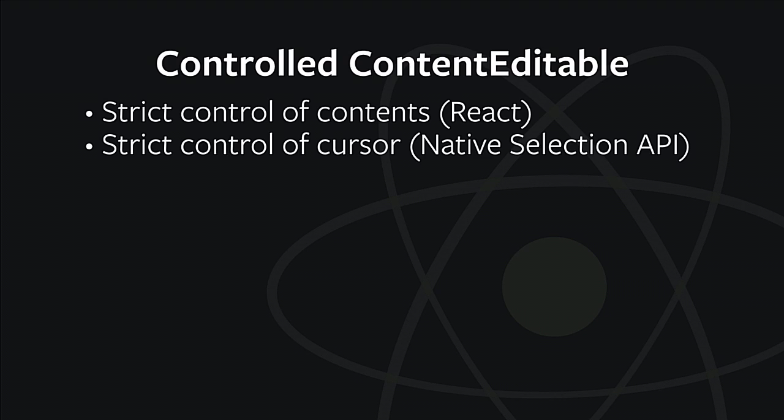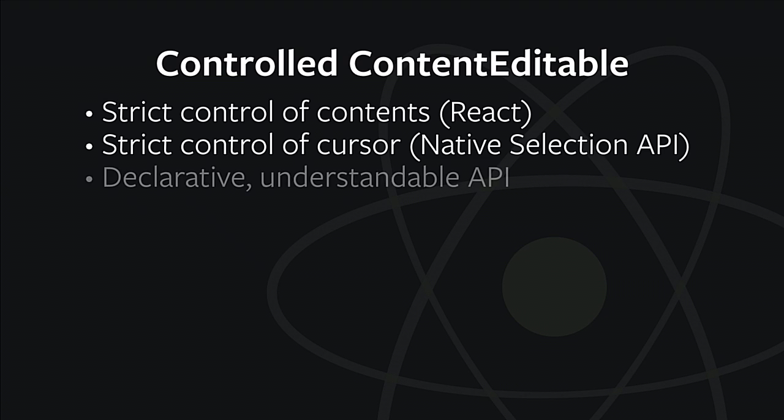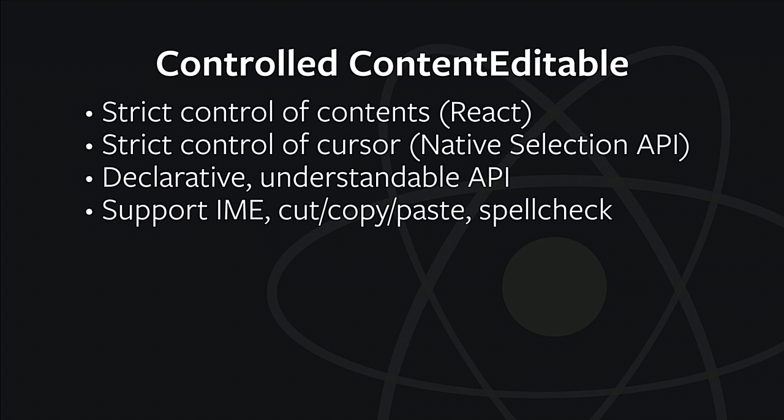In much the same way that React wraps the imperative DOM APIs, when you're adding elements, removing nodes, that kind of thing, we can do the same thing with the native selection API, which is similarly imperative. We wanted to create a declarative, understandable API so that it would be familiar to people building React applications. We wanted to be able to support all of the great features that you expect from text editing on the web and in your own text editors: internationalized, cut, copy, paste, spell check, all of it.